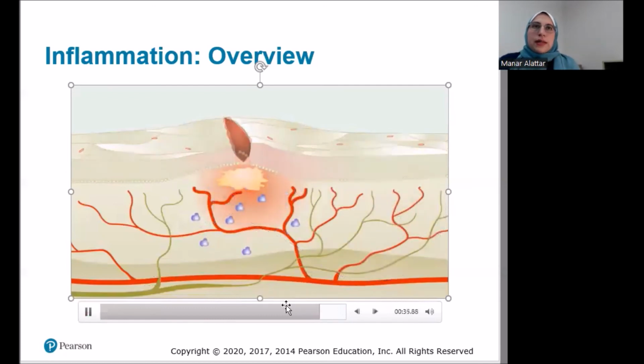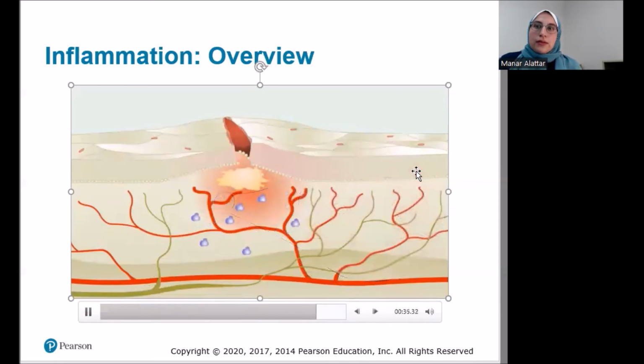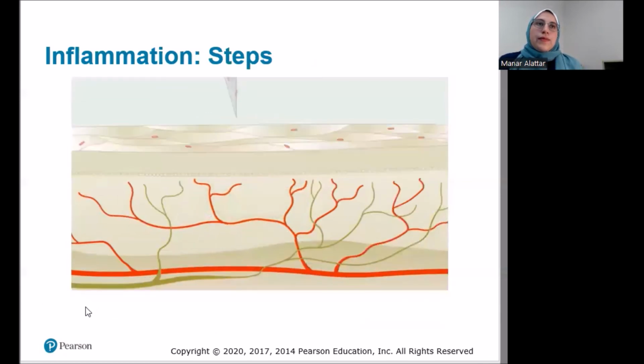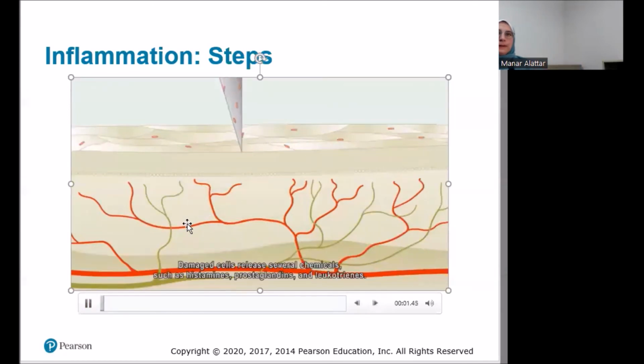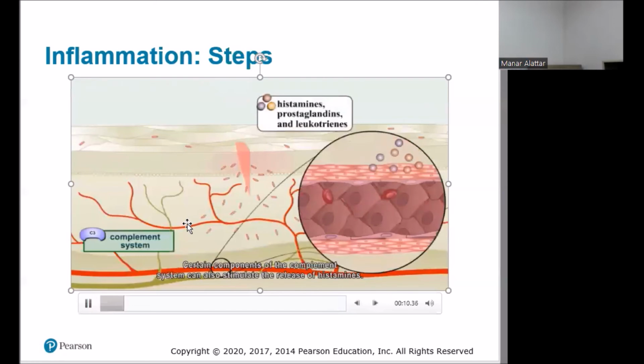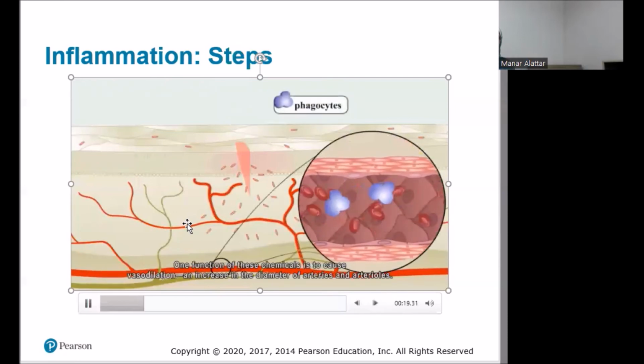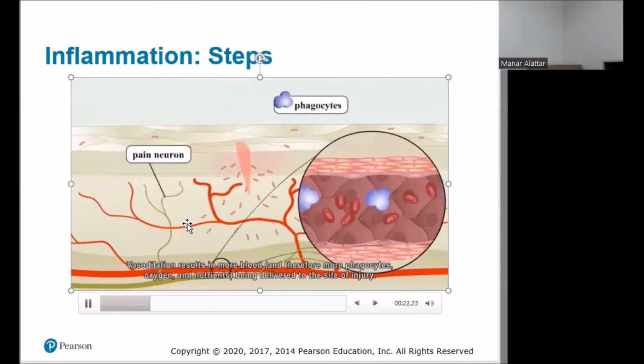Okay, and so this vasodilation that's occurring right here is really essential because that's how our white blood cells are actually even getting to the location of the inflammation or the infection. So there's a little bit more information here. Damaged cells release several chemicals, such as histamines, prostaglandins, and leukotrienes. Certain components of the complement system can also stimulate the release of histamines. One function of these chemicals is to cause vasodilation, an increase in the diameter of arteries and arterioles. Vasodilation results in more blood, and therefore more phagocytes, oxygen, and nutrients being delivered to the site of injury.